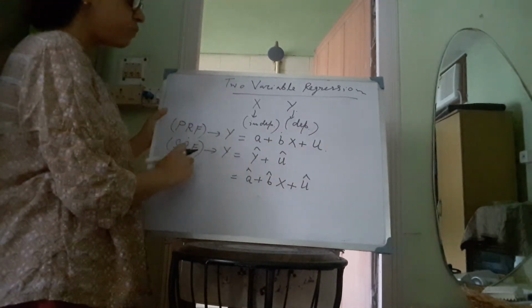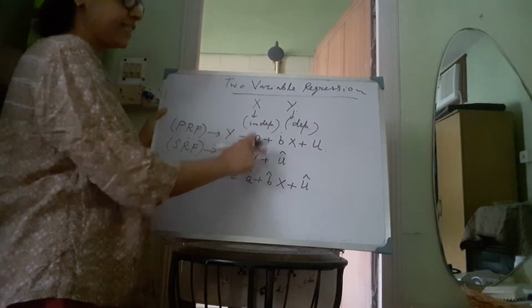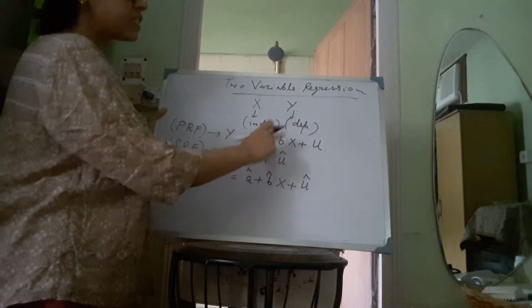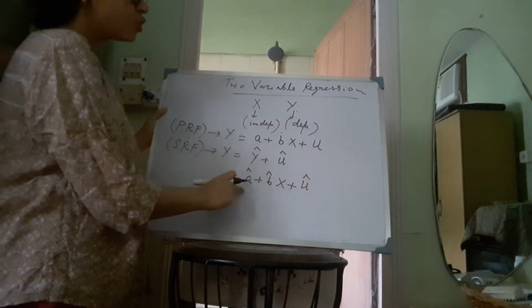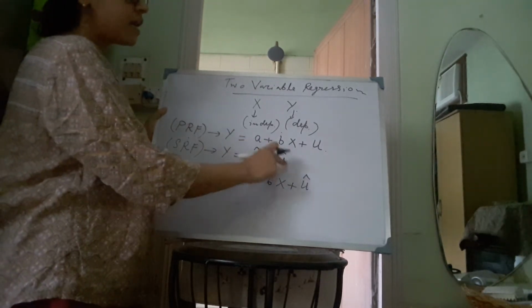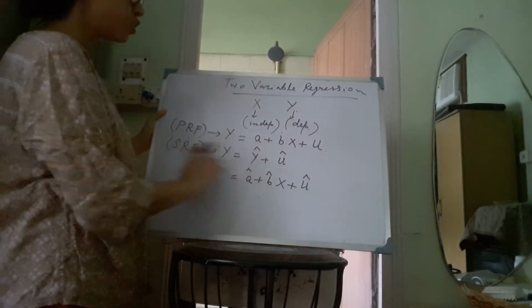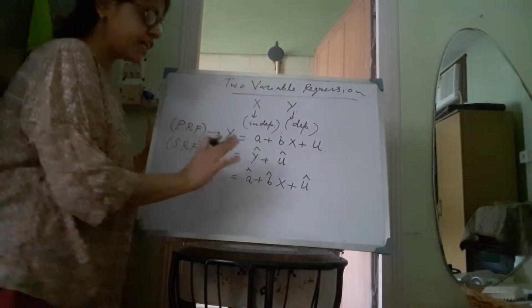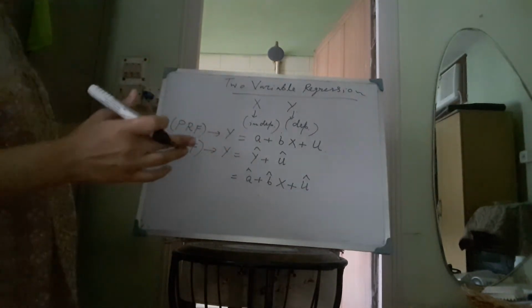So the SRF can be written as Y is equal to Y hat, the predicted value of Y, plus the predicted value of U. So in place of Y hat, we are now writing A hat plus B hat X plus U hat. This is our SRF. Now we can work with this SRF. We cannot work with the PRF.